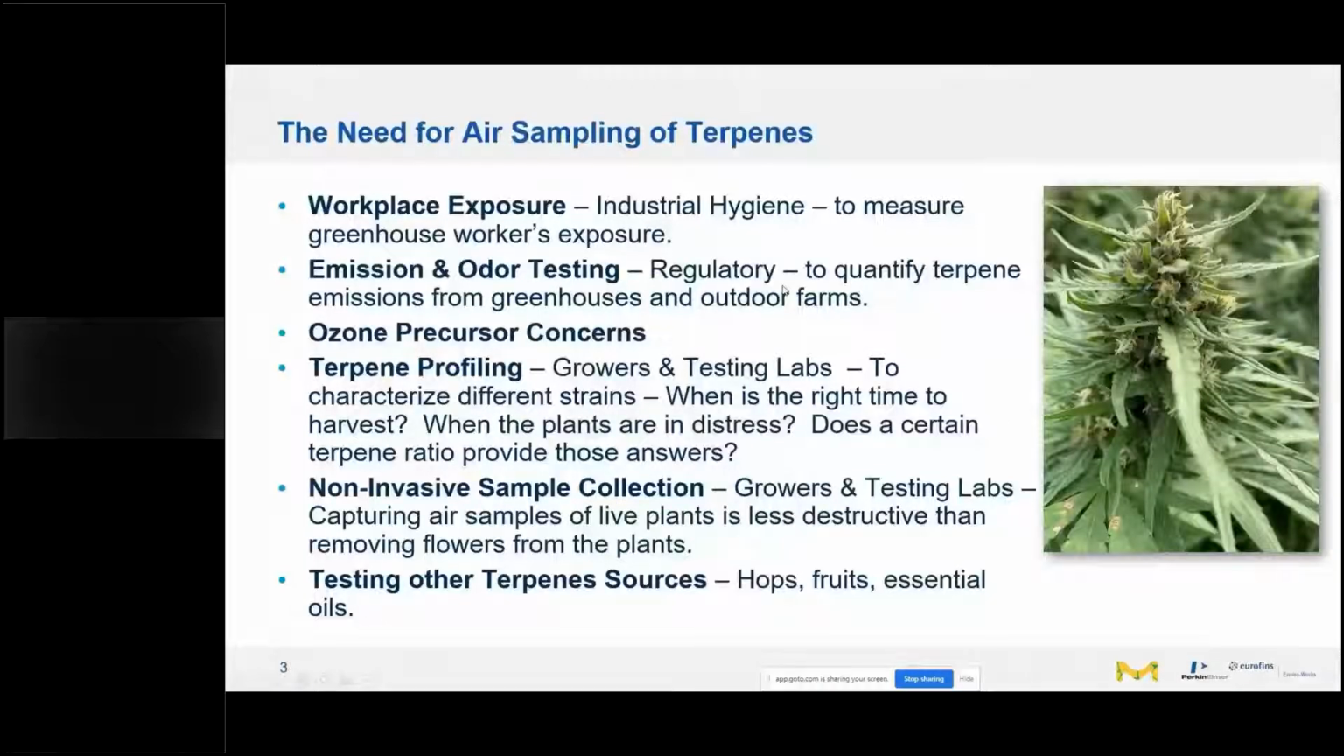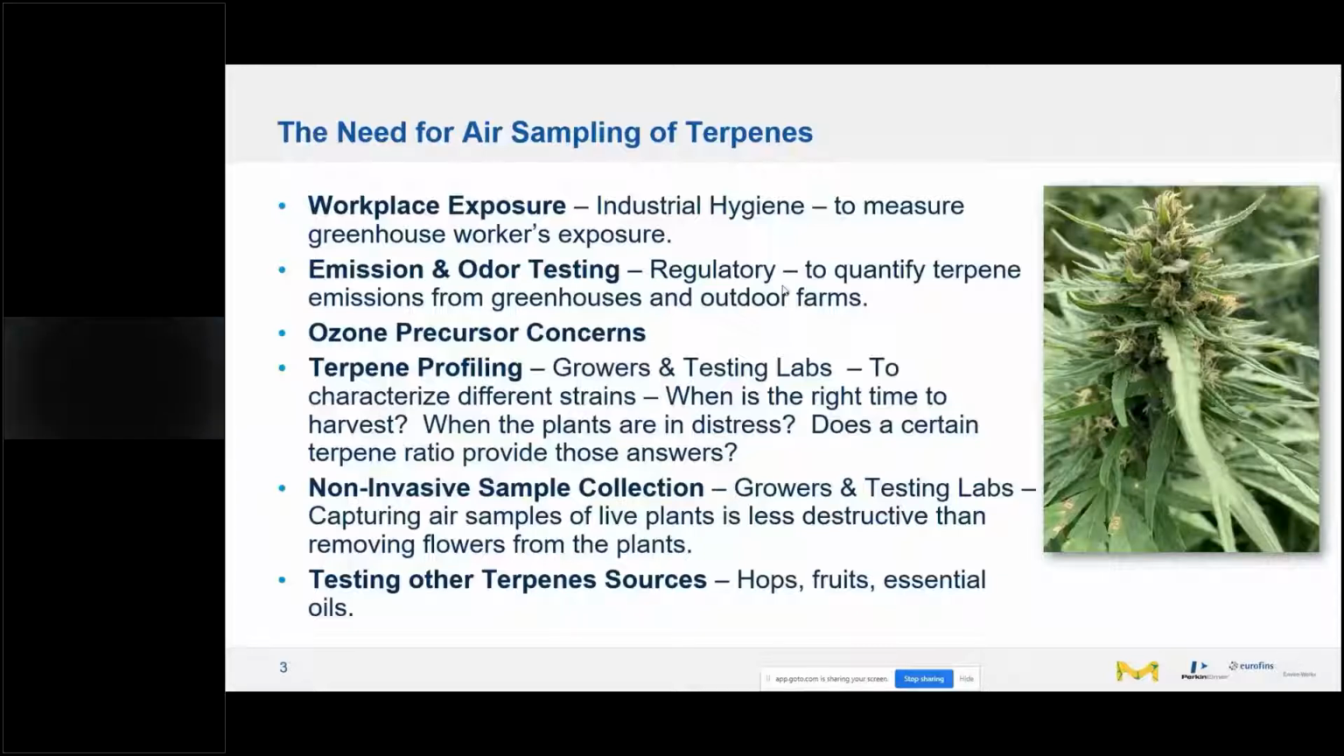So why is there a need? There are several needs. Some of them regulatory, some of them industrial hygiene focused, and some of them characterization. So with industrial hygiene, workers' exposure, people that work in the greenhouse: is there any type of toxicological effect of being exposed daily to terpenes? And thermal desorption tubes are a really, really accurate means of determining this. Emissions into the community, are they going to be regulated?